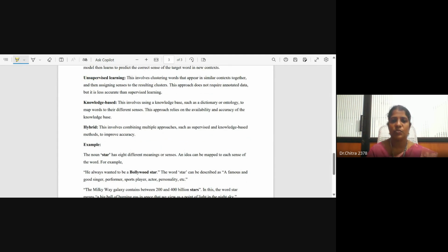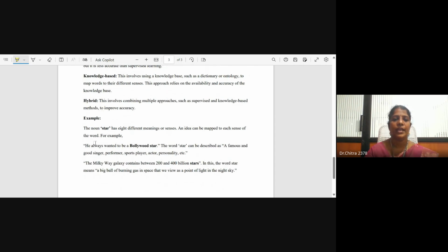But nowadays, we are using hybrid techniques, that is, supervised with knowledge based, or unsupervised with knowledge based, to identify the correct sense of the sentences. An example is, consider the noun star. The sentence is, he always wanted to be a Hollywood star. In this, for the word star itself, there are so many senses.